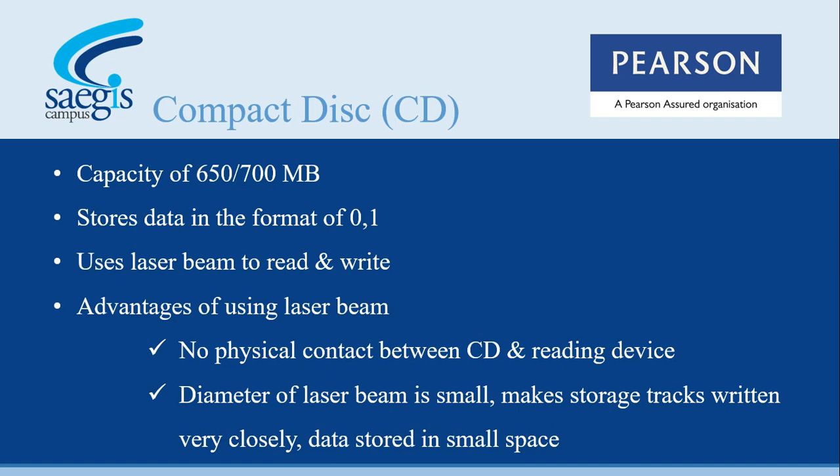Capacity is about 700 megabytes, and data is stored in a format of ones and zeros like hard disk and floppy disk, and it uses a laser beam to read and write, unlike magnetic energy in a hard disk or floppy disk. The advantages of using a laser beam are no physical contact between the CD and the reading device, and the diameter of the laser beam is small, which makes storage tracks written very closely, so data is stored in a small space.